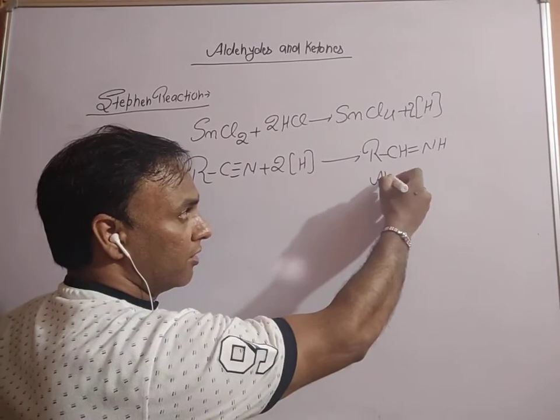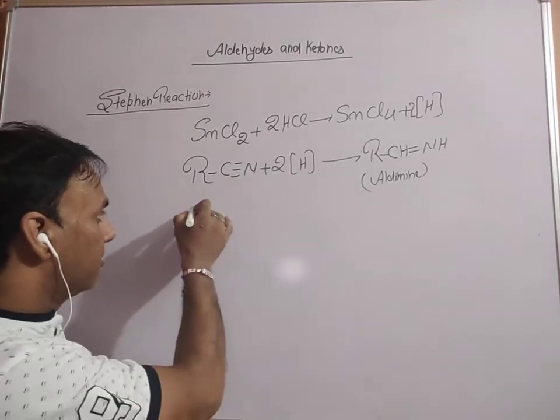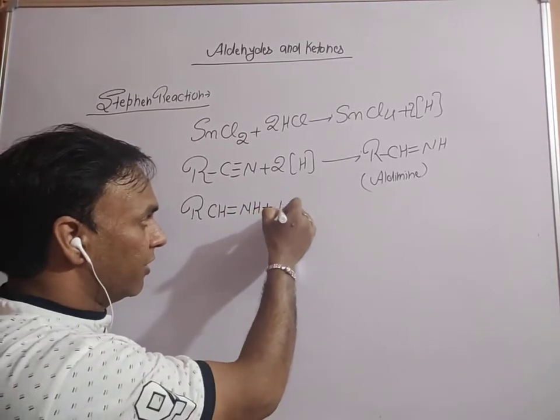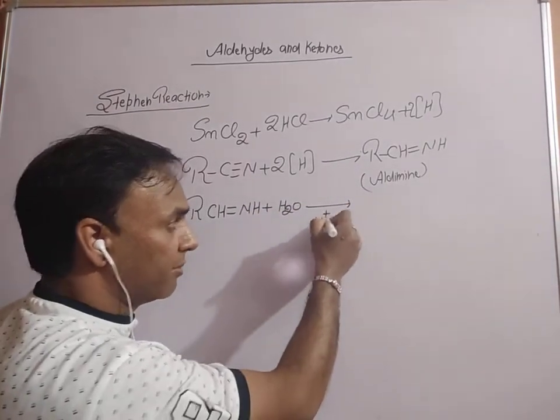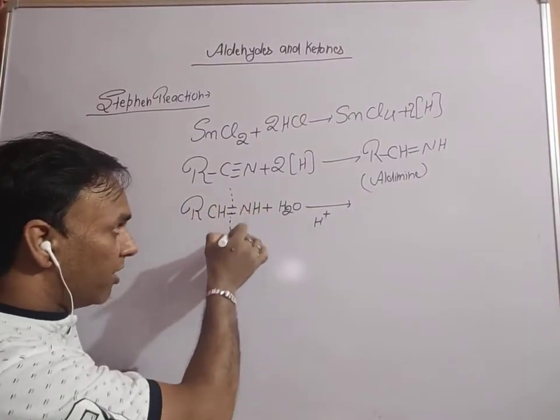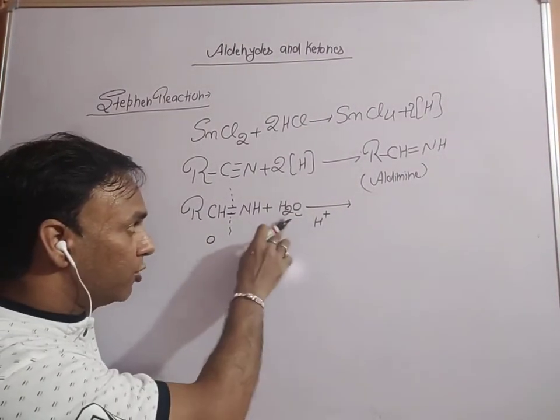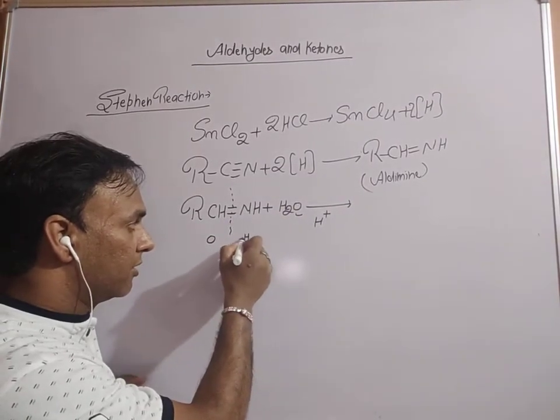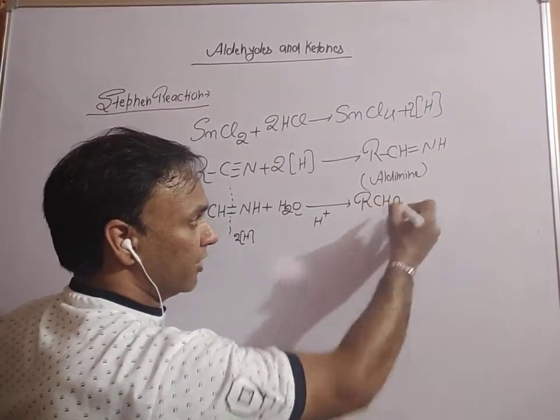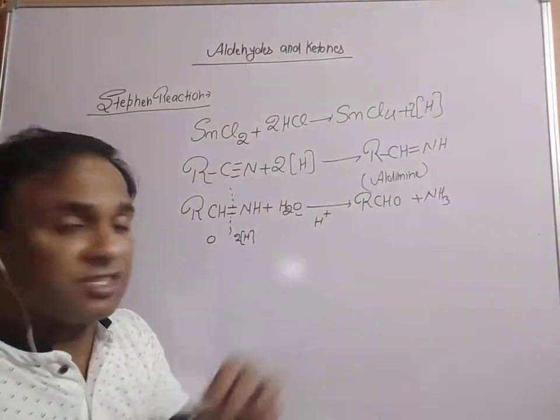This compound is called aldimine. Clear? And aldimine, R CH double bond NH, is hydrolyzed in the presence of acidic medium. So this double bond is broken and oxygen is combined with this carbon atom, while 2 hydrogens combine with NH. So aldehyde or CHO is obtained and ammonia is released. Clear? This is the complete process of Stephen's reaction.